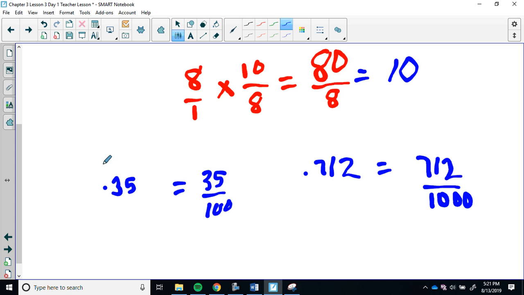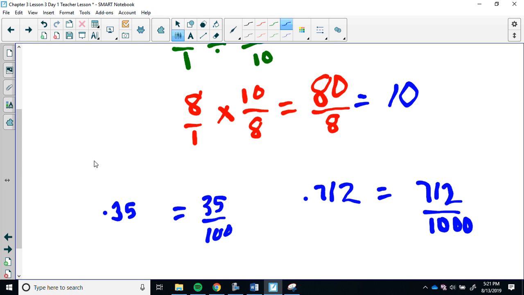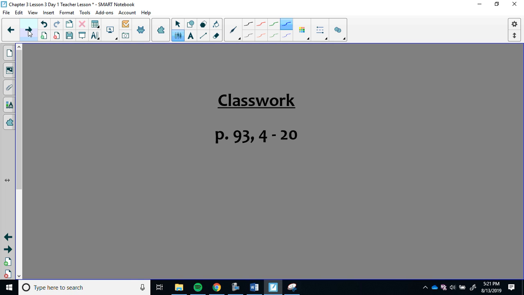Okay, and we'll talk about that if you have any more questions about that in class tomorrow. I don't know how many decimal places we have to go, but I know we'll probably have to go at least 2, so it's a good example to show you in class tomorrow.